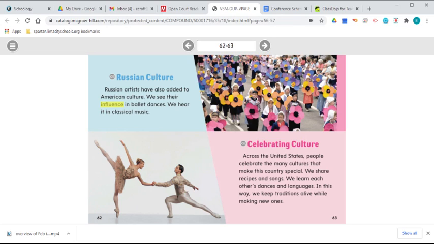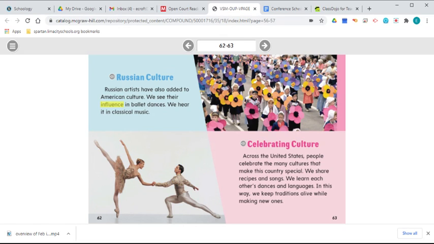And on this page, I just quickly wanted to take a look at the headings. Headings are used throughout this selection to help you understand what you're about to read about. So the author decided that it would be easier to organize the information that he's trying to share with you by using a heading like Russian culture. That way you know what you're about to read about, or celebrating culture, what you're about to read about.